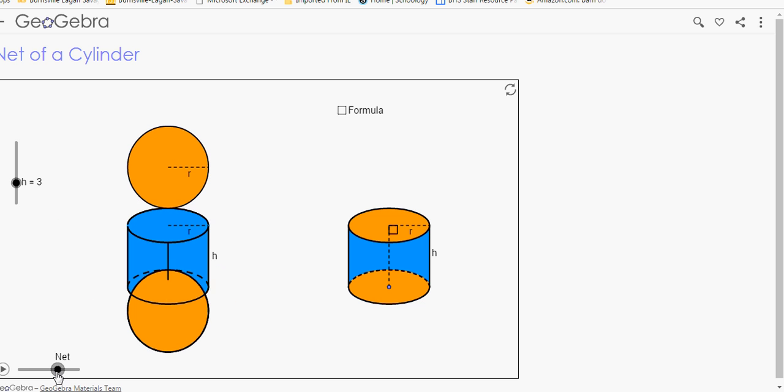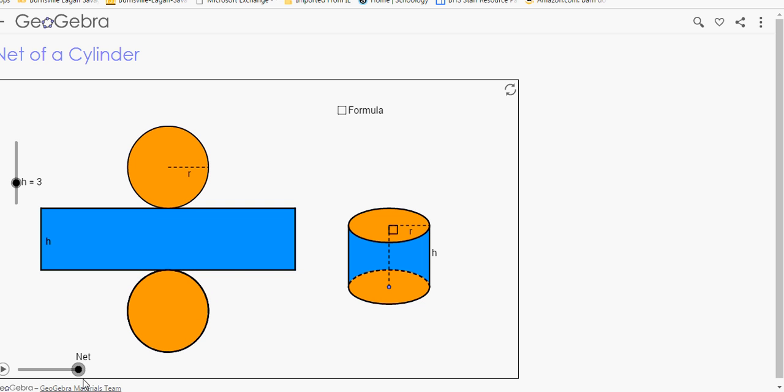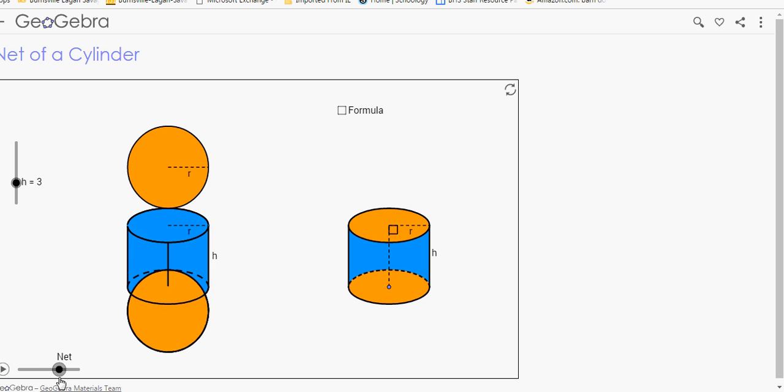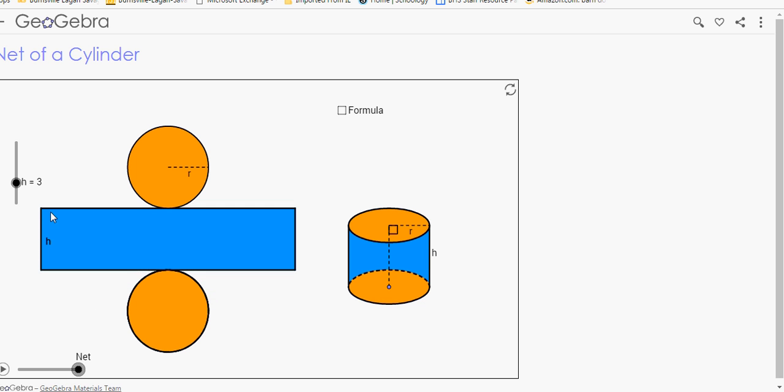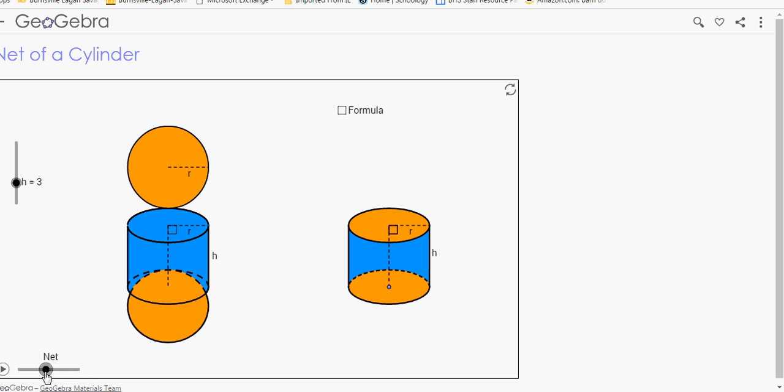So once again, I'll fold that back up, unfold it. Got top, bottom, and the lateral area is that blue part. And that ends up being a rectangle. And if you notice, as I fold this back up, the top of this rectangle right here ends up wrapping around the circle. I'll show you here. And so that ends up being the circumference of that circle, and that's going to come in handy in just a second here.